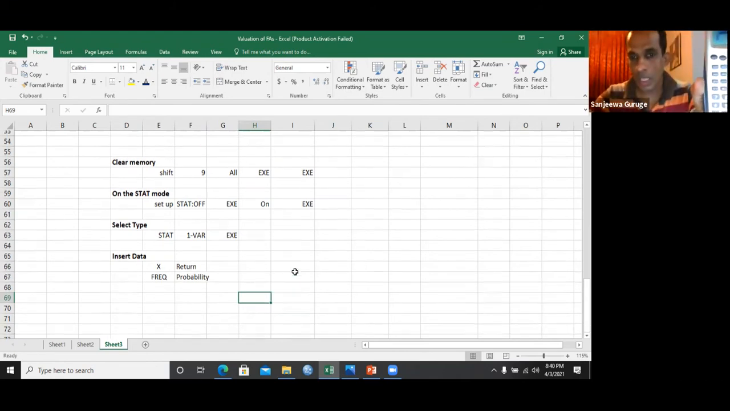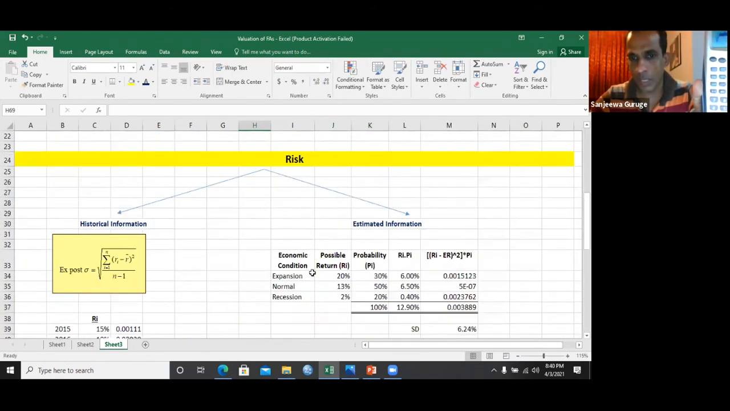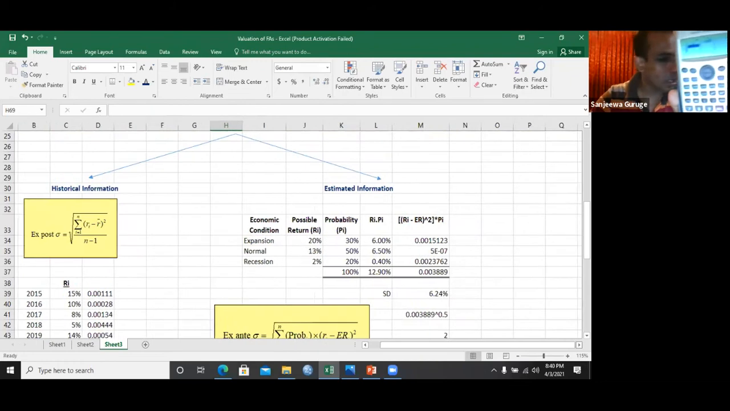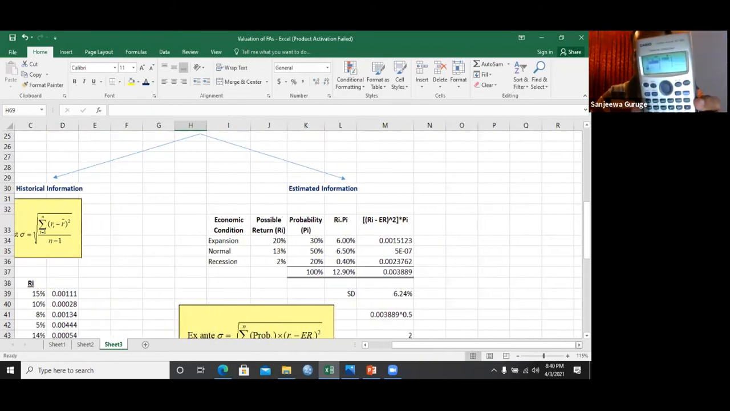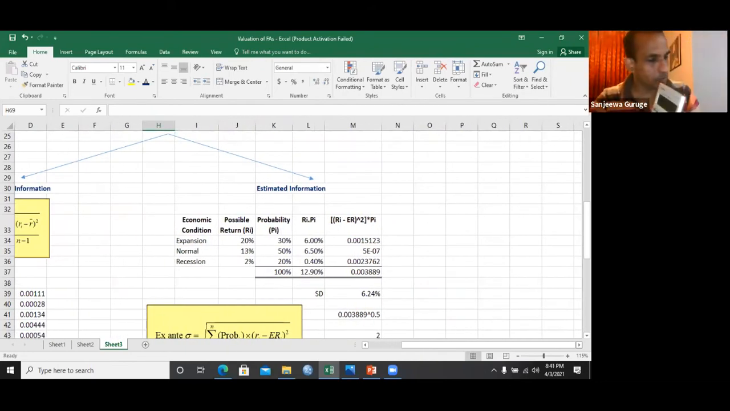Right, now if we use this example I already used, one second, Nipunika is calling.